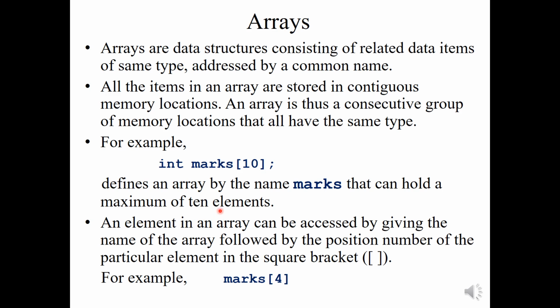An individual element in an array can be accessed by giving the name of the array followed by the position number of that particular element. If I say marks 4, then that particular element will be accessed. So instead of naming them differently, I just name them by the same name, but with this element number. It's just like if you all know how matrices are identified. Matrix has one name, but depending on the rows and columns, you can identify the individual element. So marks 4 means the fifth element will be identified. I'll tell you in a moment why fifth element.